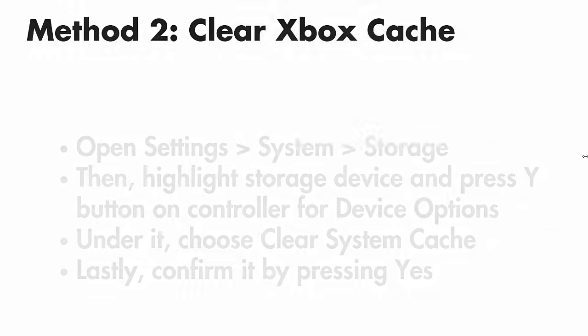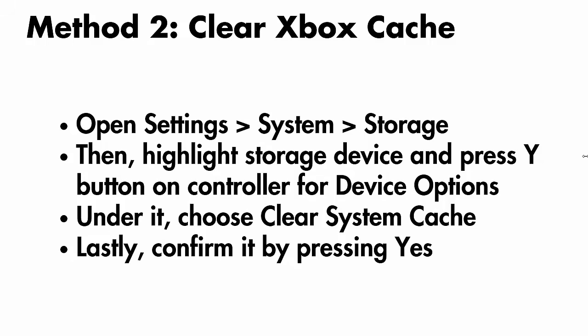Next method is to clear Xbox cache. For that, open settings, click on system, click on storage, then highlight storage device and press Y button on controller for device options. Under it, choose clear system cache. At last, confirm it by pressing yes.